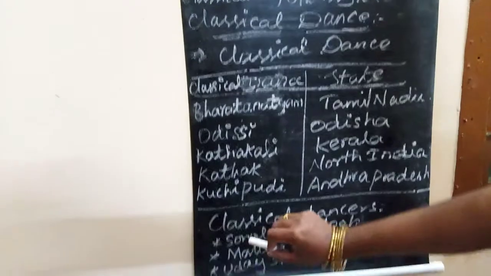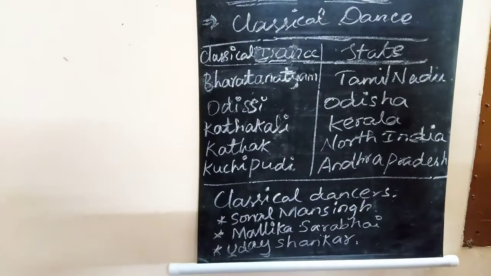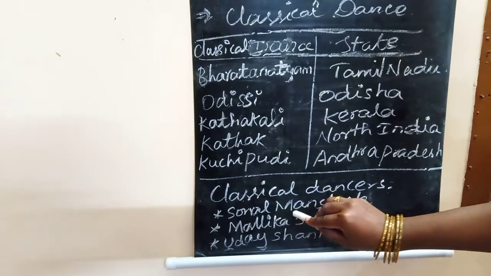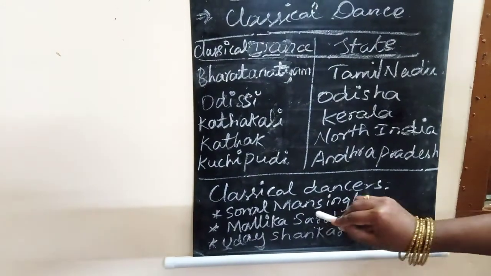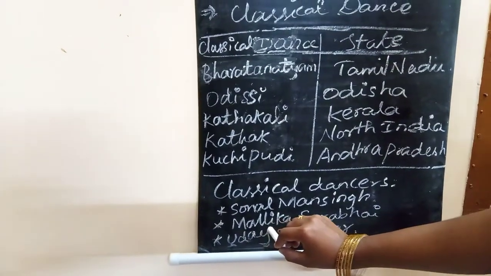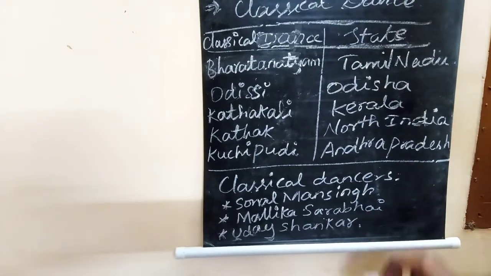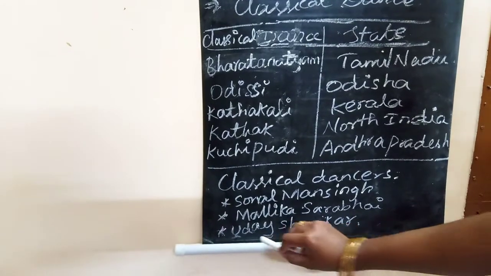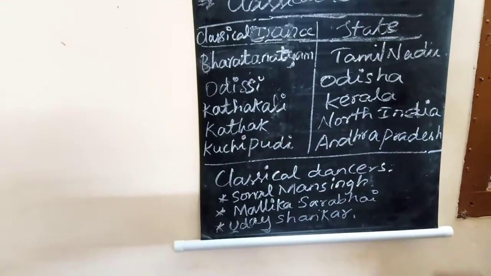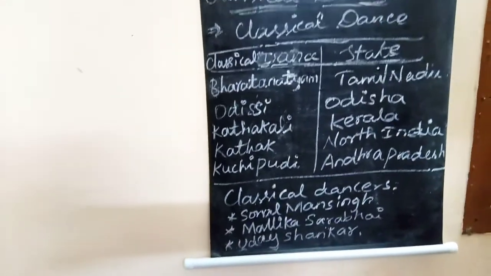And here I have written some famous classical dancers' names. The first one is Sonal Mansingh, S-O-N-A-L, M-A-N-S-I-N-G-H, Sonal Mansingh. The second one is Mallika Sarabhai, M-A-L-L-I-K-A, S-A-R-A, B-H-A-I, Sarabhai. And the last one is Uday Shankar, U-D-A-Y, S-H-A-N-K-A-R, Uday Shankar. These are the people famous for classical dance.